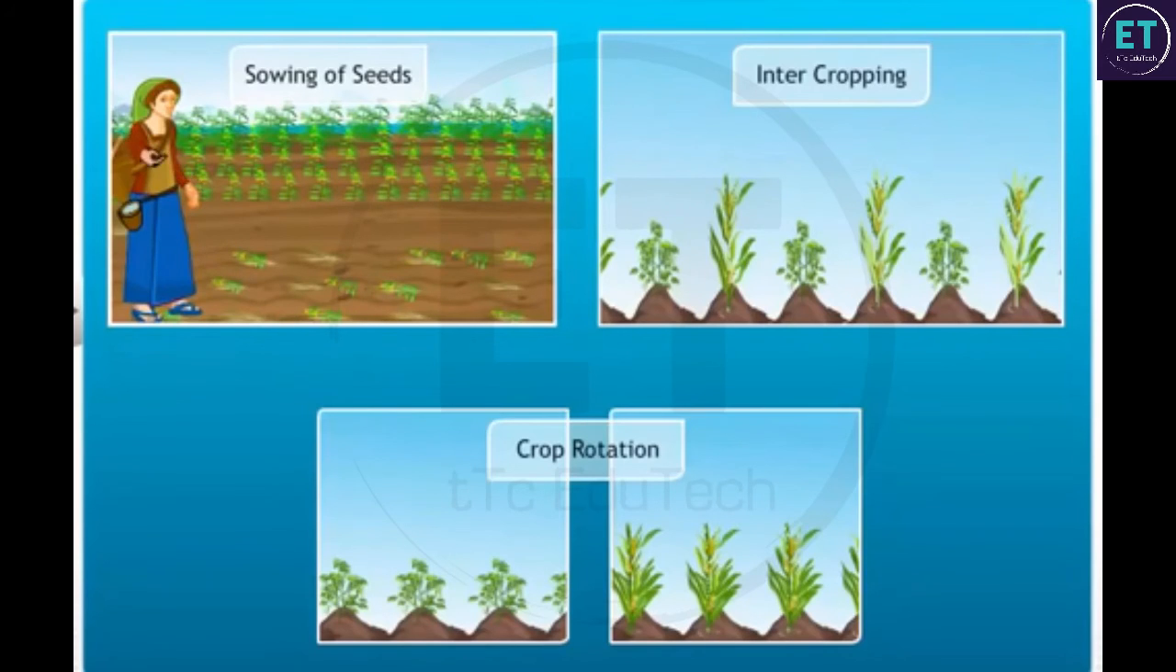Timely sowing of crops, intercropping, and crop rotation effectively control weeds. The use of resistant varieties and summer plowing also destroys weeds.